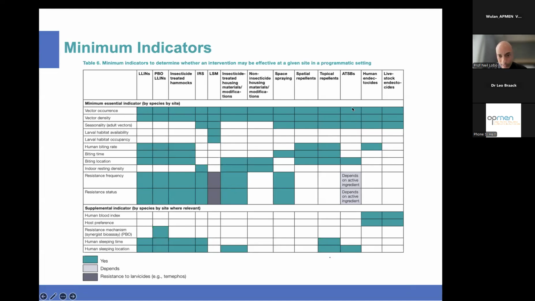The greenish blue colored cells are those that might be used. Depends on the ingredient, of course, such as resistance frequency, for example, for ATSBs. So all this is already thought through for you. The minimal essential indicators are above, and supplemental indicators, which might help us understand if we have enough money, are below here. And you can reference this based on your question.